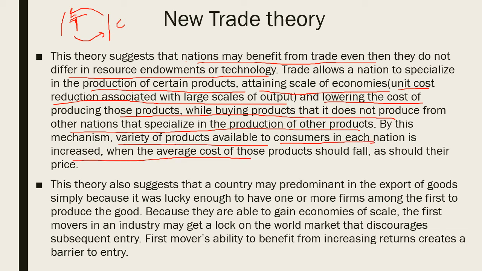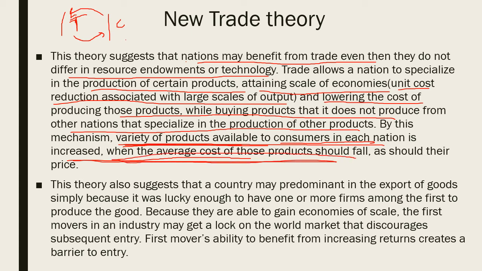So this is what happens. They are producing tea only, but they are also buying coffee because this country specializes in coffee. And again, this country specializes in coffee and they are buying tea from this country, and this country is specializing in tea production. So to customers, tea and coffee, both are available. So that is it. What it says is that the variety of products available to consumers in each nation is increased, and the average cost of these products should fall, as should their price.